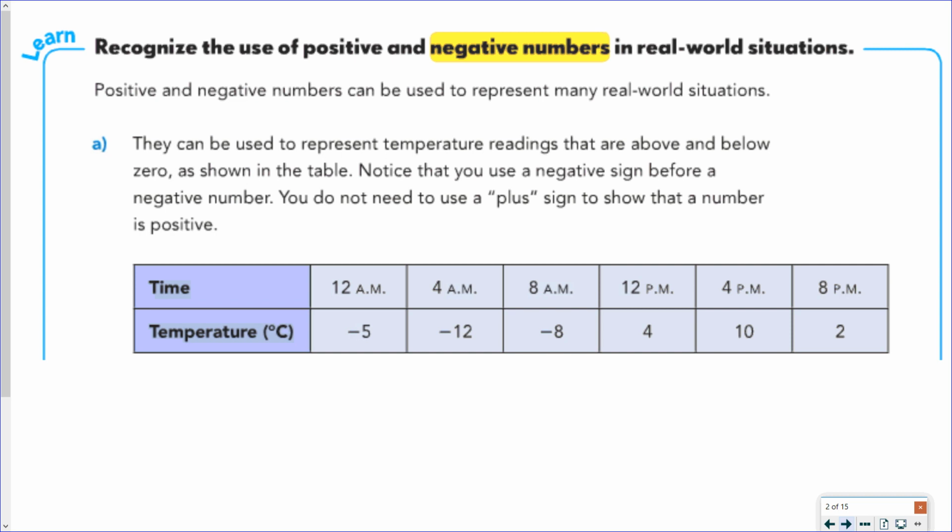So you can use positive and negative numbers to represent many real-world situations. One example is if you're measuring temperature. As we know here in Illinois, during the winter we can drop below zero in temperature. So maybe you were recording temperatures at different times, and if it's below zero, you would use a negative number, like at 12 a.m. or midnight, and 4 a.m. and 8 a.m. All those temperatures were below zero at -5, -12, and -8. And then temperatures above zero, you would record as a positive number, just like you have at noon, 4 p.m., and 8 p.m.